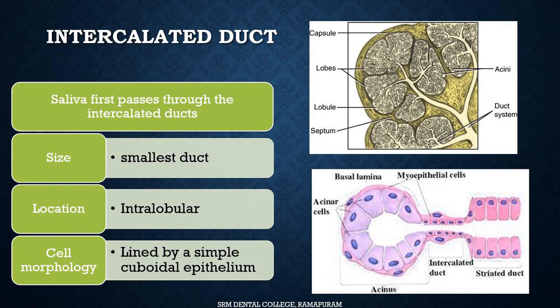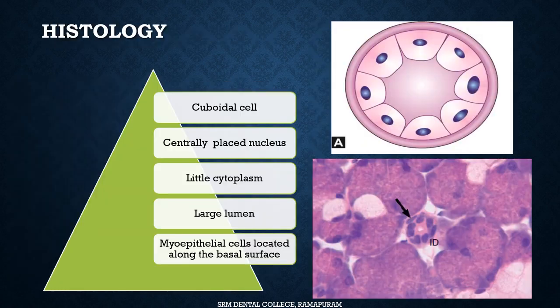Coming to the cell morphology, these intercalated ducts are lined by simple cuboidal epithelium. Under the microscope, your intercalated ducts are lined by cuboidal epithelium and usually have a very large lumen. The cells are cuboidal in shape with a centrally placed nucleus and scanty cytoplasm. One can also notice myoepithelial cells located along the basal surface of your intercalated duct as shown in the image.